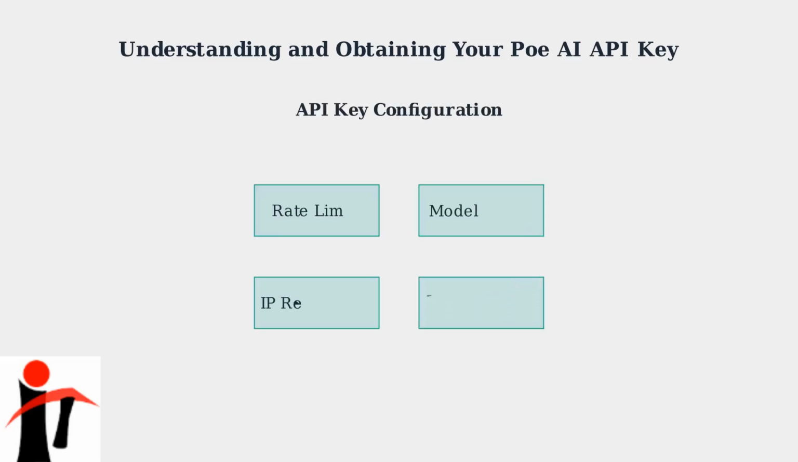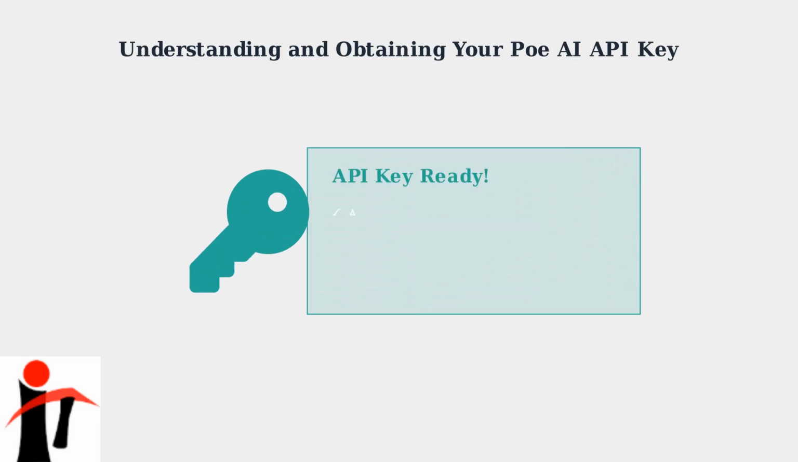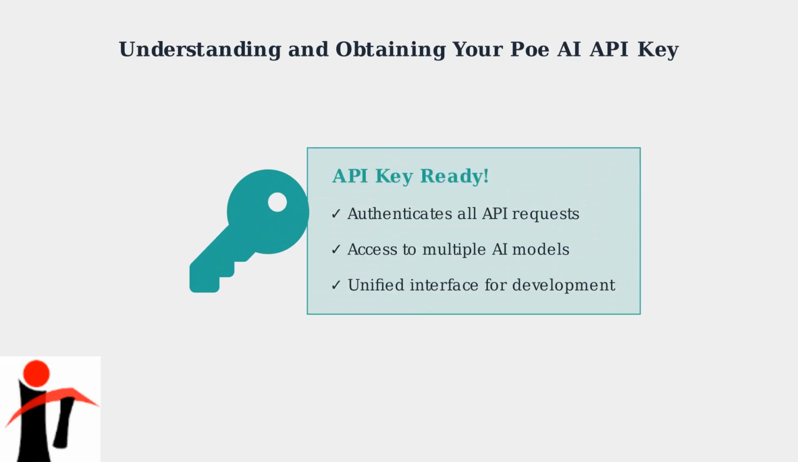Finally, set appropriate permissions and restrictions for your API key. You can limit usage by setting rate limits, restrict access to specific models, or configure other security parameters based on your application's needs. Your API key is now ready for use. This key will authenticate all your requests to the Poe AI API, giving you access to multiple AI models through a single unified interface. Keep it secure, and you're ready to start building with AI.